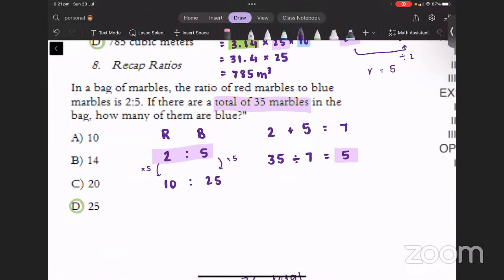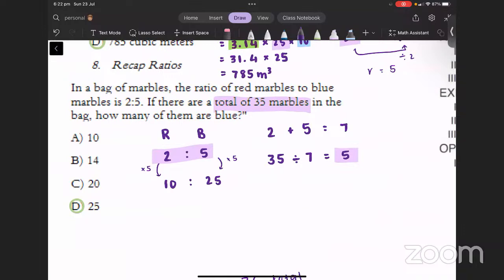Right. So question number 8, we have a bag of marbles, and we're told that the ratio of red marbles to blue marbles is 2:5, which means for every 2 red marbles there are 5 blue marbles. If there are a total of 35 marbles in the bag, how many of them are blue? So what we're first going to do is add the 2 components of the ratio together. So we're going to add 2 and 5 together, which gives you 7. And then we're going to divide the total number of marbles we have by 7, which is that number we got by adding the ratios together.